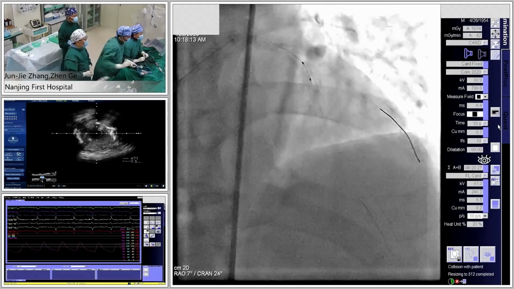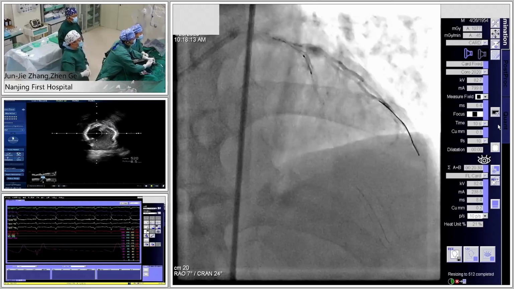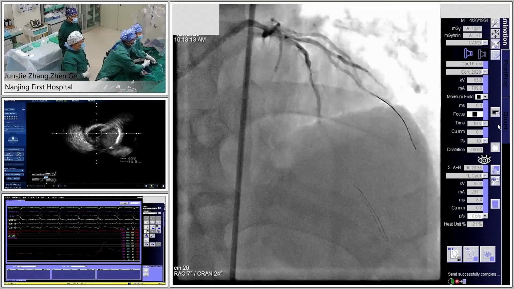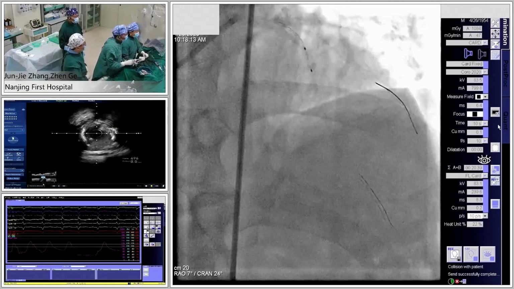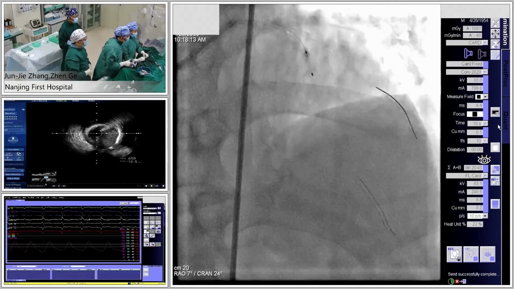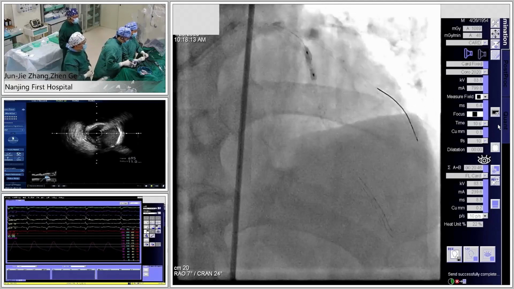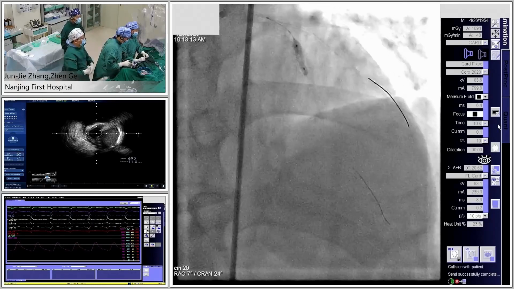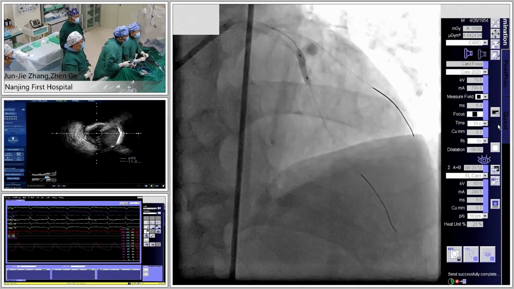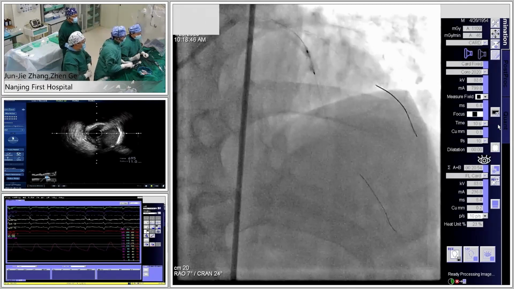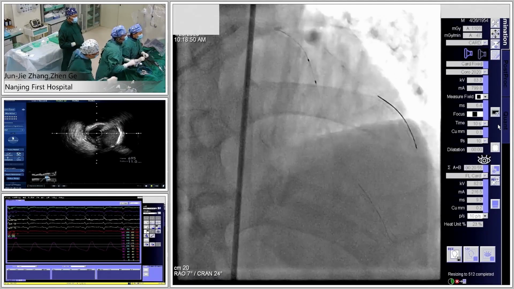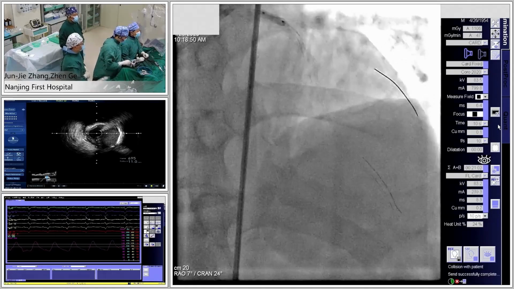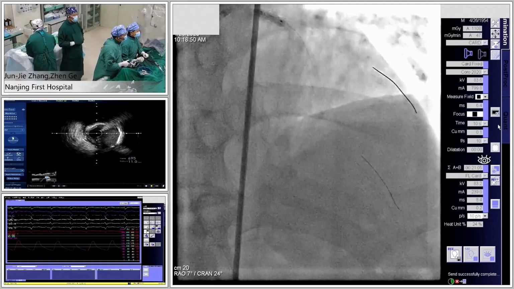Okay. Still, I think we need to go more distal to do the lesion preparation. Slowly. Be careful. 6, 8, 10. I think 12 is enough. Okay, good. 12. 6, 8, 10, 12. Okay. Done.